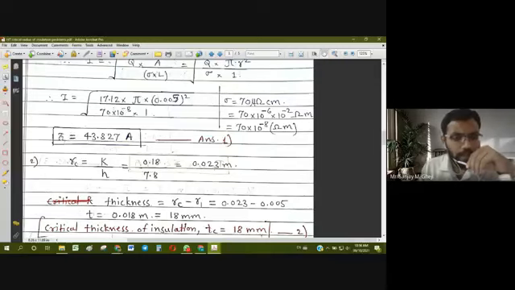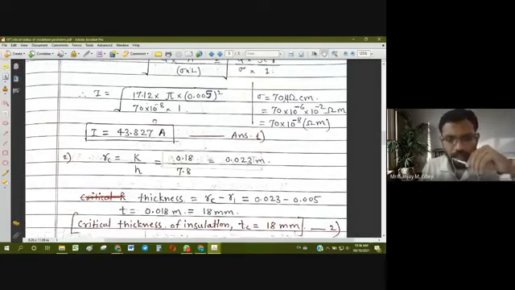After solving this square root expression, we get current I equal to 43.82 ampere. So the first answer, the current carrying capacity of the conductor, is this much.